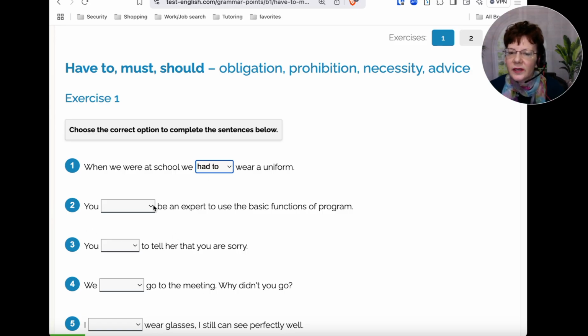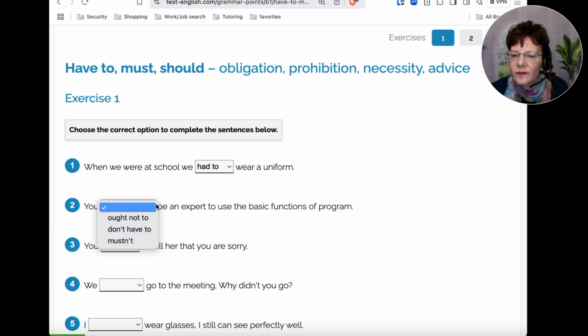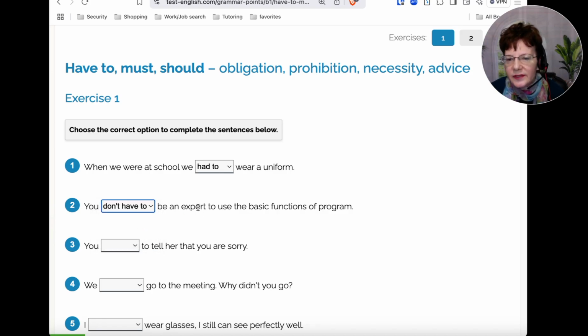Number 2: you be an expert to use the basic functions of the program. Ought not to, don't have to, or mustn't. Which sounds right? It sounds like obligation, necessity, but negative. So if you chose the middle one, don't have to be an expert, that sounds like the best answer.